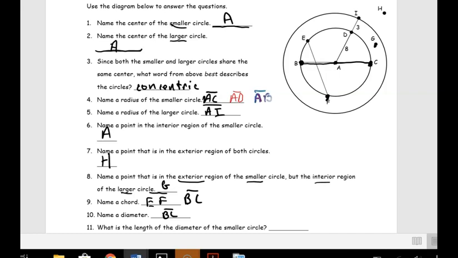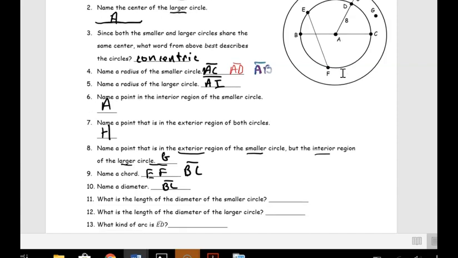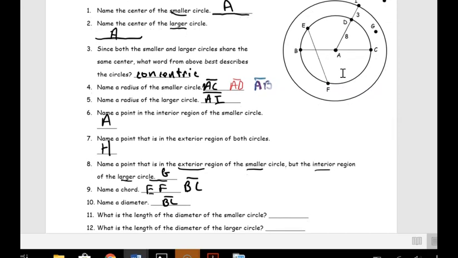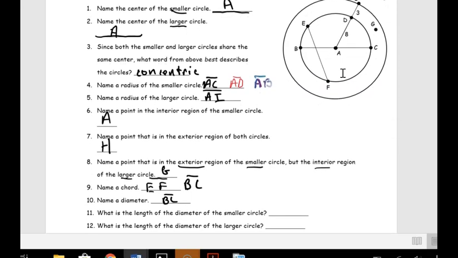Number eleven, what is the length of the diameter of the smaller circle? The diameter goes from one end of the circle through the center, all the way through the back. We know the radius of the smaller one is 8. The diameter is always twice that long. So if that's 8, this is 8. The diameter has to be 16.